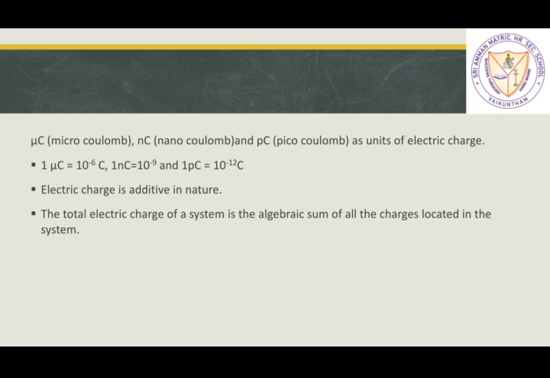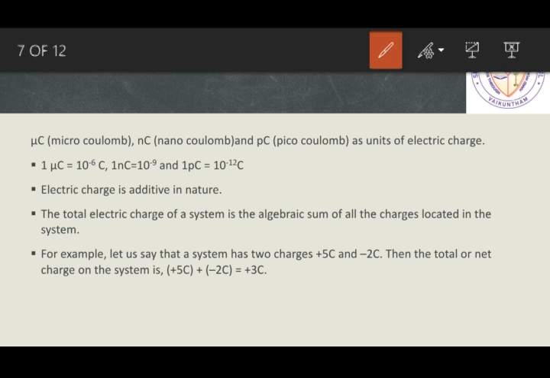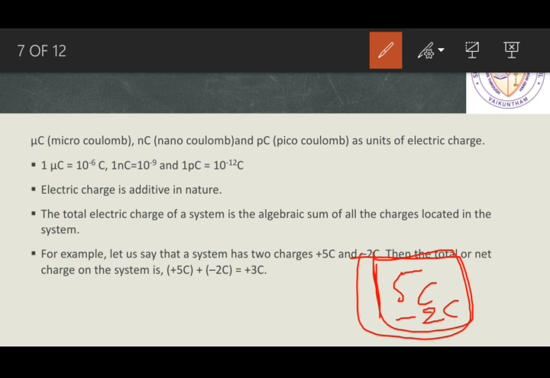The total charge of a system is the algebraic sum of all the charges located in the system. So if I have a bag containing different particles with different amounts of charge, for example, a system containing plus 5 coulomb and minus 2 coulomb of charge. That means one system, like one bag, contains 5 coulomb and minus 2 coulomb of charges. Two particles are there. One particle contains 5 coulomb of charge. The other particle contains minus 2 coulomb of charge. Then what is the total charge of this whole system or whole bag? We just take the algebraic sum. So plus 5 minus 2 is equal to plus 3. So the total charge is plus 3 coulombs.